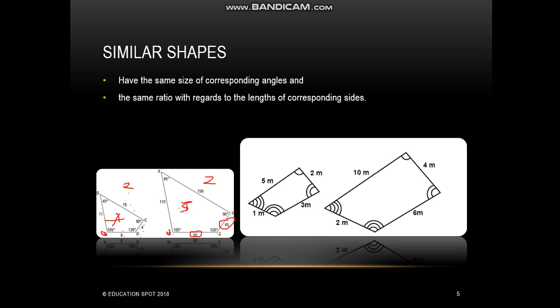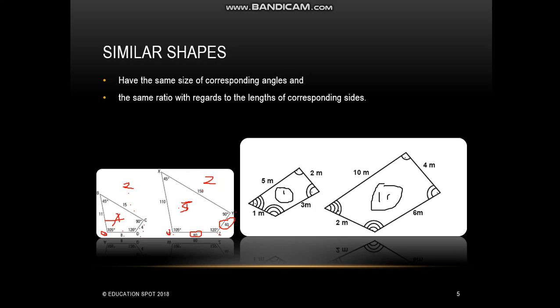Then let's go to this one on the right-hand side. I'm going to call this figure 1, and this is going to be my figure 2, right? Looking at the markings they made here, they're showing us that this angle is equal to this angle, and this angle is equal to this angle. Same with these ones. By that, it satisfies the first definition, which says the same size of all corresponding angles.